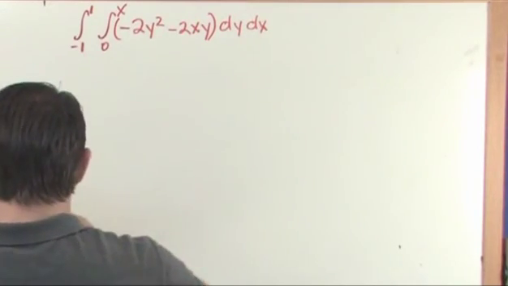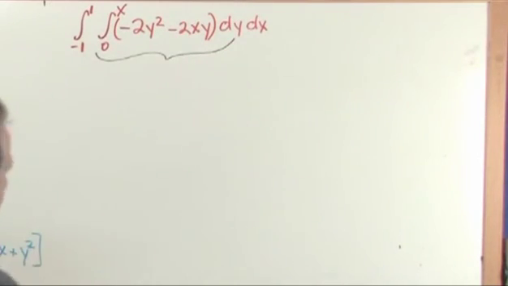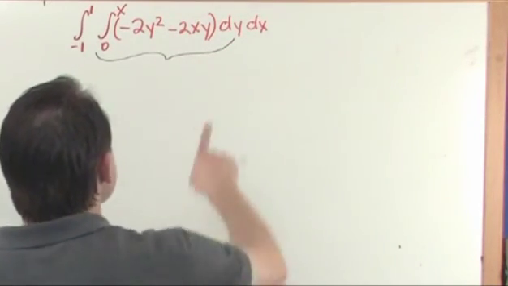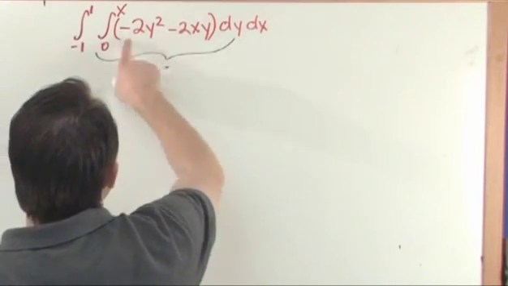The first thing we're going to do is work on the inner integral, and I promise you it's not going to be nearly as ugly as that first one. Let's integrate over y first. So y is what we're integrating over, and x is constant.